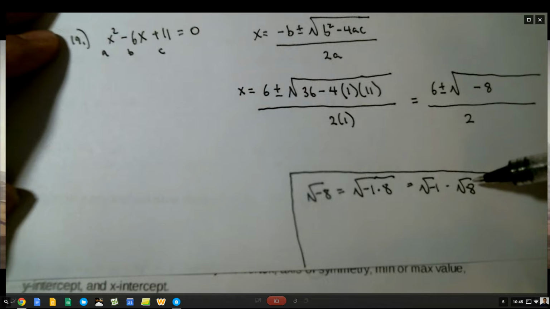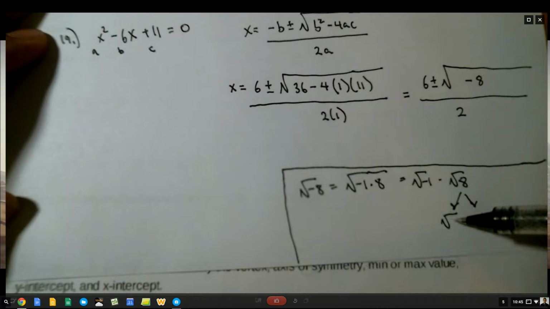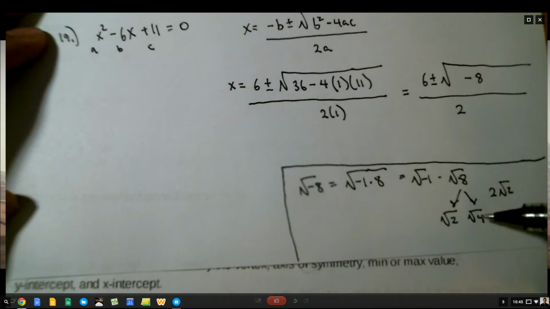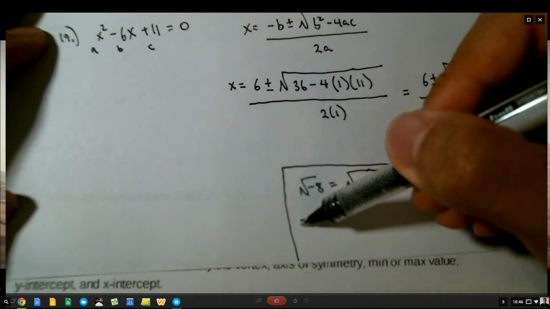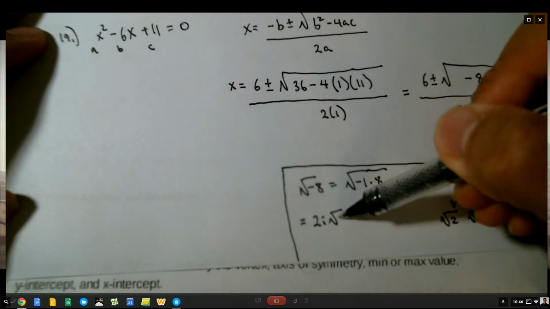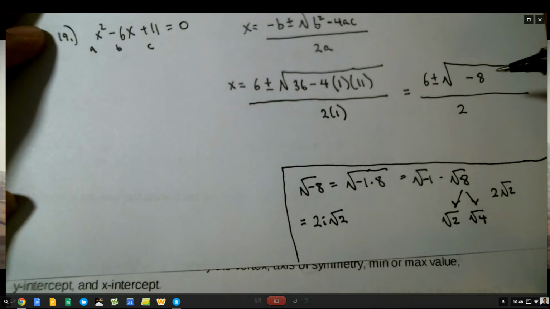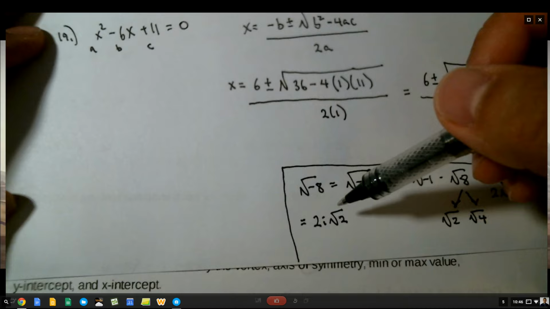So let's simplify square root of 8. Square root of 8 can be written as square root of 2 times square root of 4. And this is simply 2. So square root of negative 8, this portion can be written as 2 square root of 2, because square root of 4 is 2, and then multiplied by square root of 2. And don't forget the i on the outside. So this whole thing can be written as 2i square root of 2.